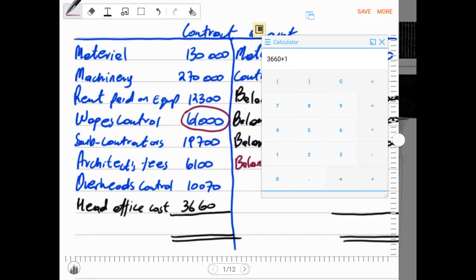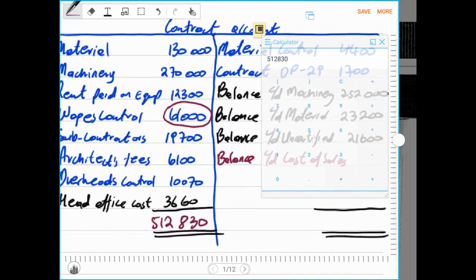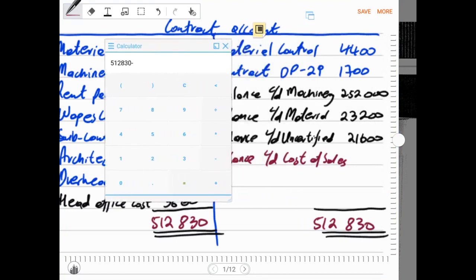Then we say plus 10,070 plus 6,100 plus 19,700 plus 61,000 plus 12,300 plus 270,000 plus 130,000. That is 512,830. Then we less the credit side to get to the cost of sales.